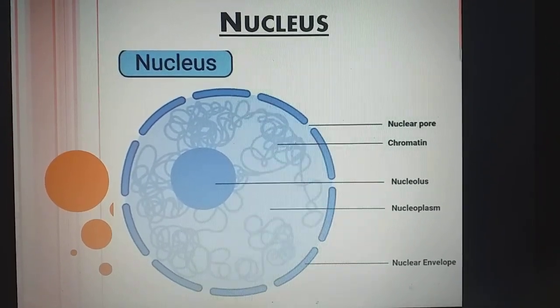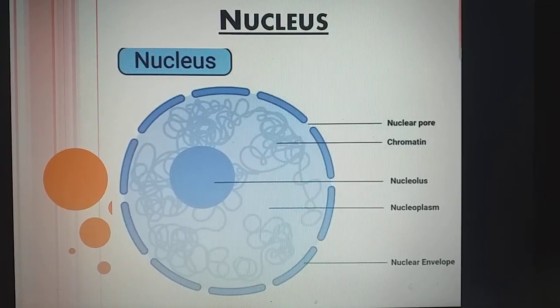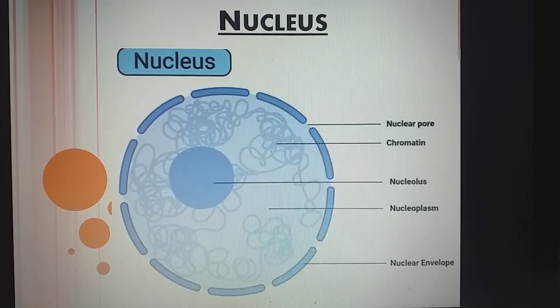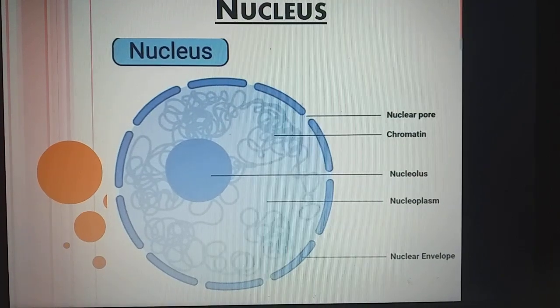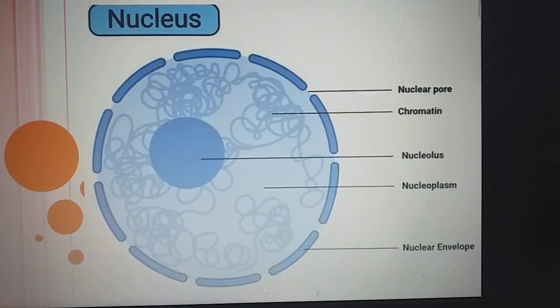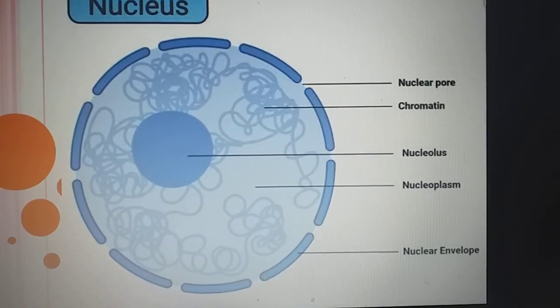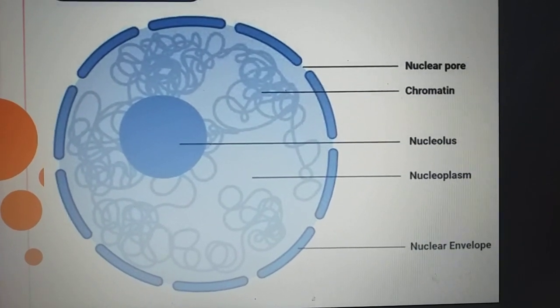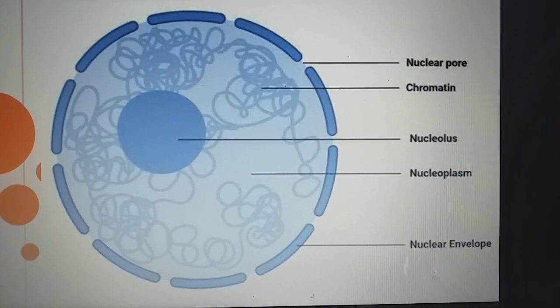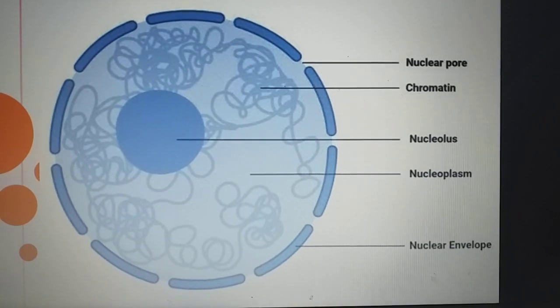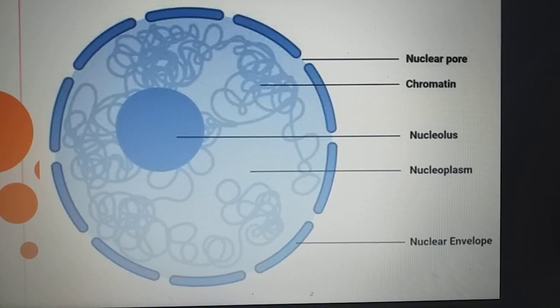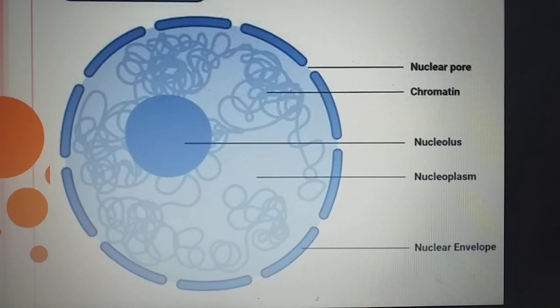In class 8 also you have studied about the nucleus. The nucleus is the controlling center of the cell. So today we will study the nucleus in a vast way. The nucleus is a double membrane organelle that contains the genetic material and other instructions required for cellular processes. So this is the diagram of the nucleus.